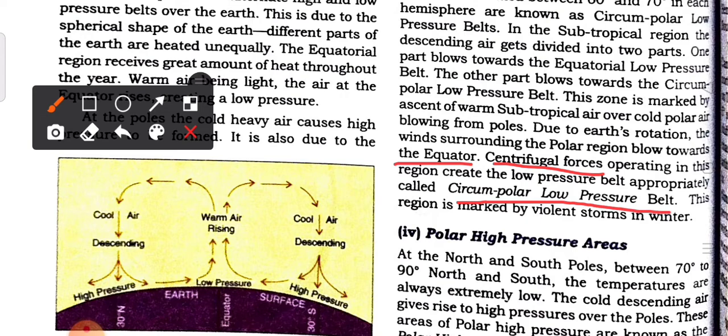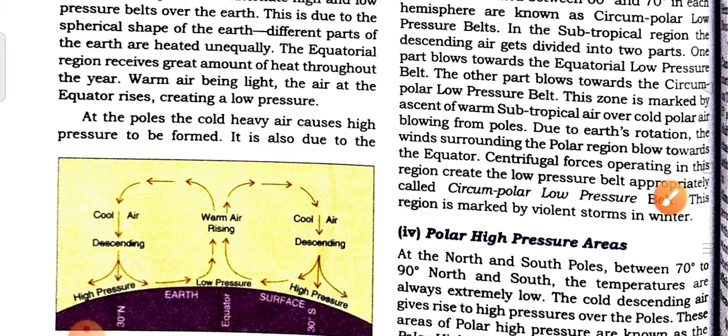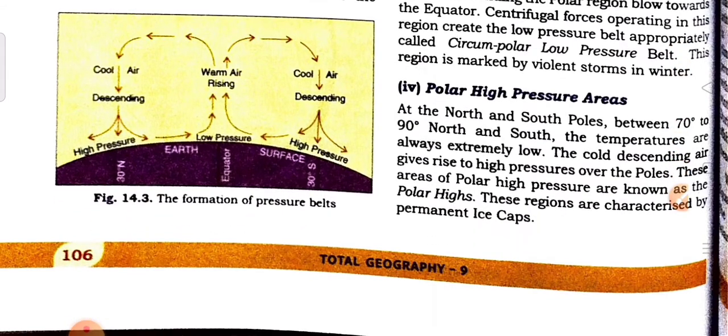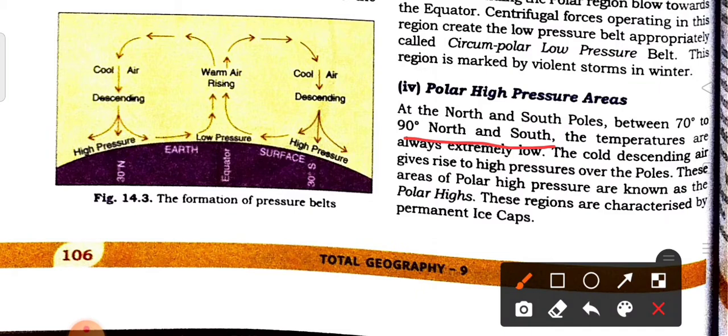This region is marked by violent storms in the winter, as all the air that comes from the high pressure belt at a very high speed causes violent storms in this region in the winter season. Next comes the polar high pressure belt, where the cold descending air gives rise to high pressure over the poles. This area is known as the polar highs because of the high pressure.